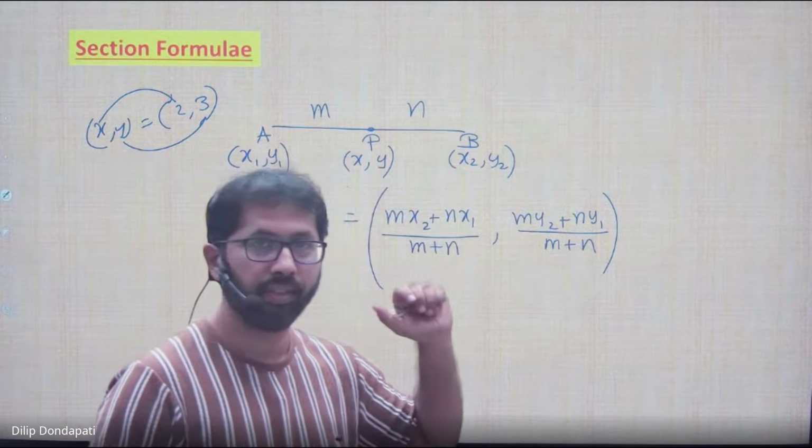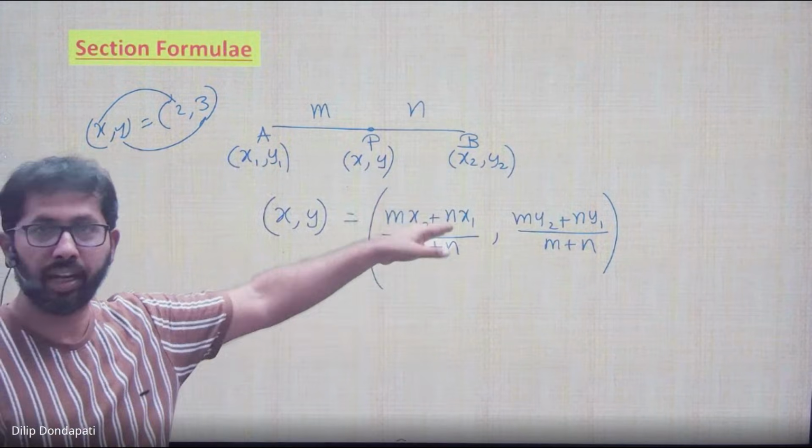The formula: x comma y is the coordinates of point P, equal to m x2 plus n x1 by m plus n, comma, m y2 plus n y1 by m plus n. Try it. So the x, y formula is m x2 plus n x1 by m plus n, comma, m y2 plus n y1 by m plus n.